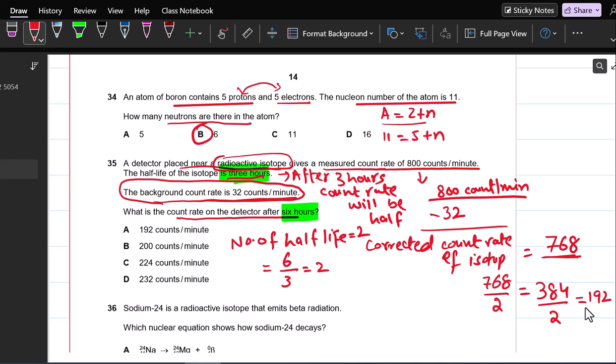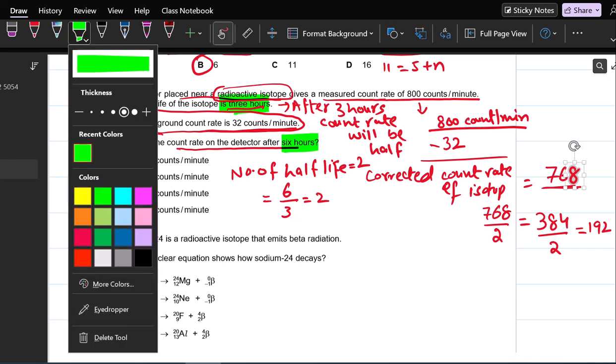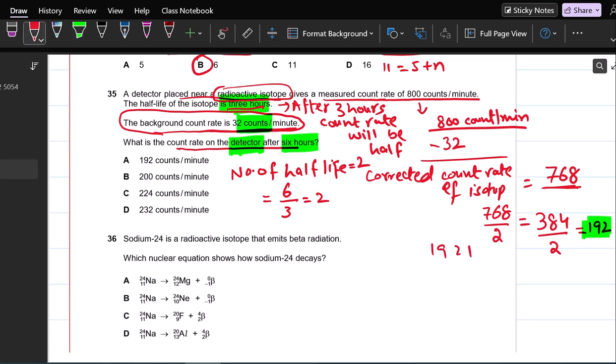192 will be the count rate of the isotope, but we have to tell what count rate is on the detector. So the detector is going to consider both this count rate plus the background. So it will be 192 plus 32, which is 224 counts per minute. C is the right option here.